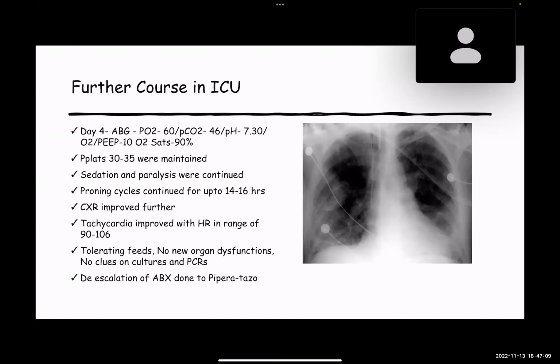Professor, further on day 4, his ABG showed PO2 of 60, PCO2 of 46, and a pH of 7.3. At a PEEP of 10, his O2 saturation improved to 90%. His Pplat was maintained at 30 to 35. His sedation and paralysis were continued. The proning cycles continued for 5 more days, 14 to 16 hours each. His chest X-ray improved further and his tachycardia also improved. He started tolerating feeds. He had no new organ dysfunction and his cultures were negative. So de-escalation of antibiotics to piptaz was done.